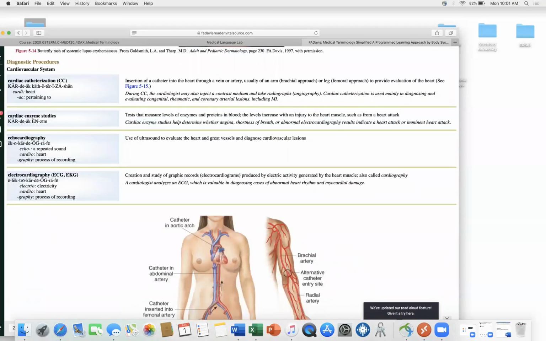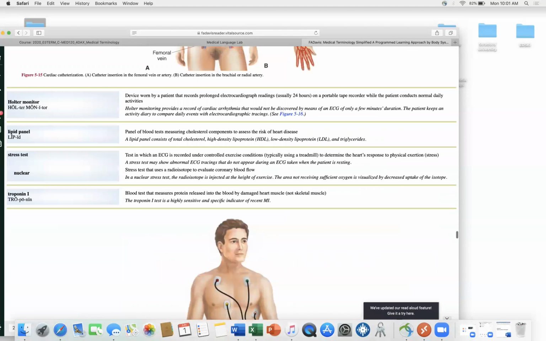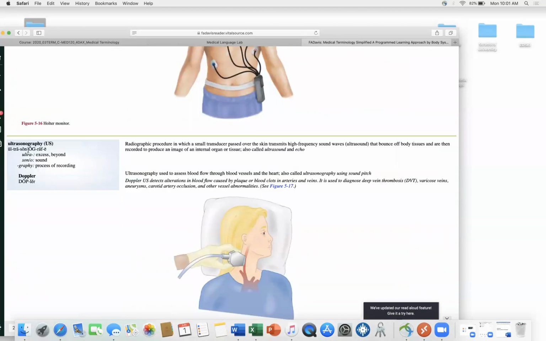Enzyme studies, don't need to know that. EKG, ECG, nice to know. Holter monitor, nice to know. Stress test. Oh, US, ultrasound. You need to know that. Ultrasound, also known as a Doppler study, right here. Ultra means above or beyond. Graphy. Let's you know what? Instead of me just talking, let's break it down.